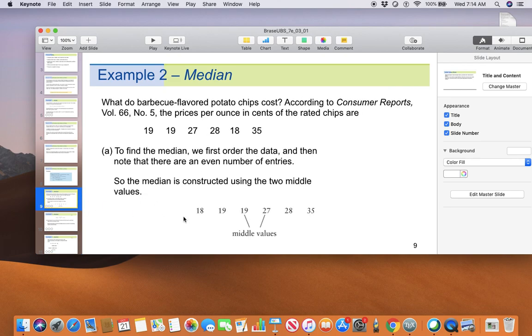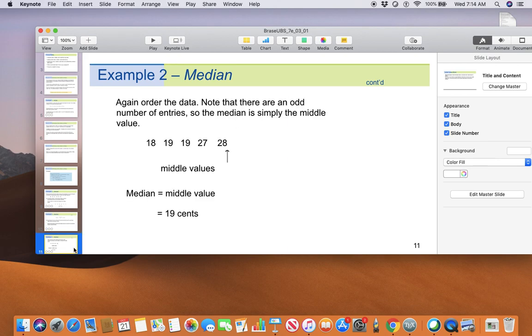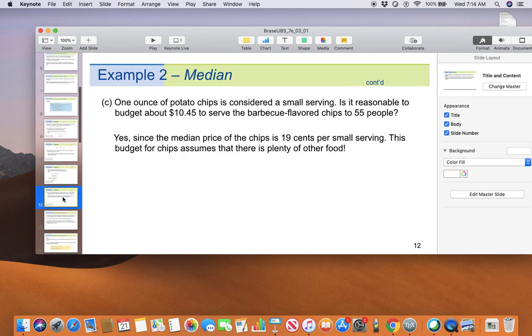In the previous case, when you had 6, there is nothing in the middle. So you add these two, divide by 2. All right. But when you do have a middle number, that is your median. All right.